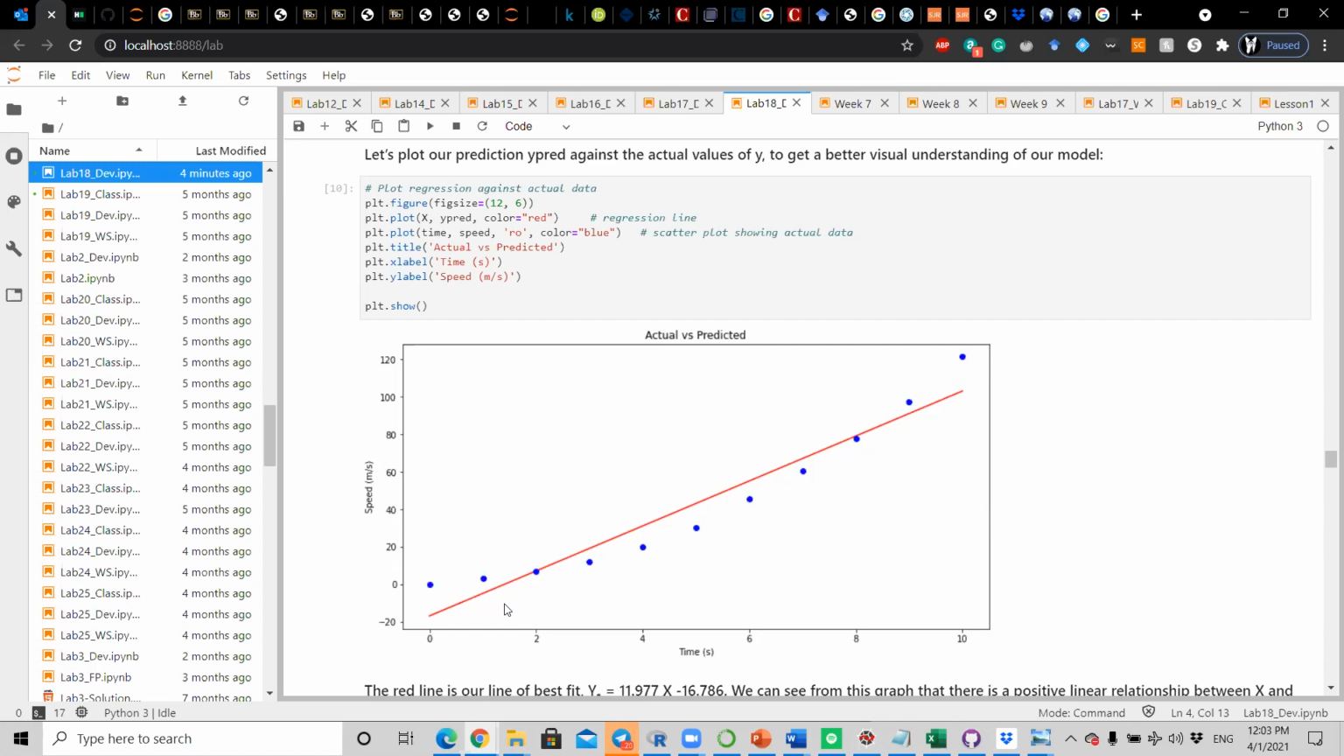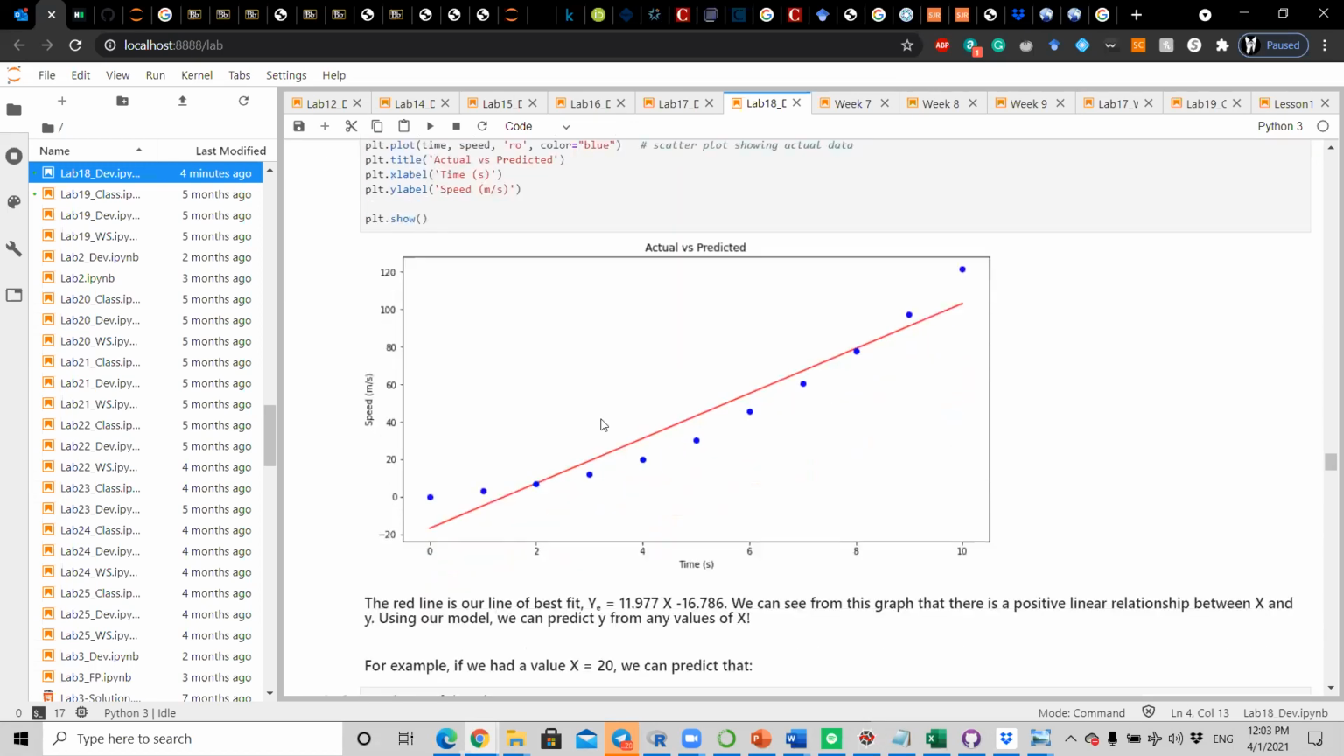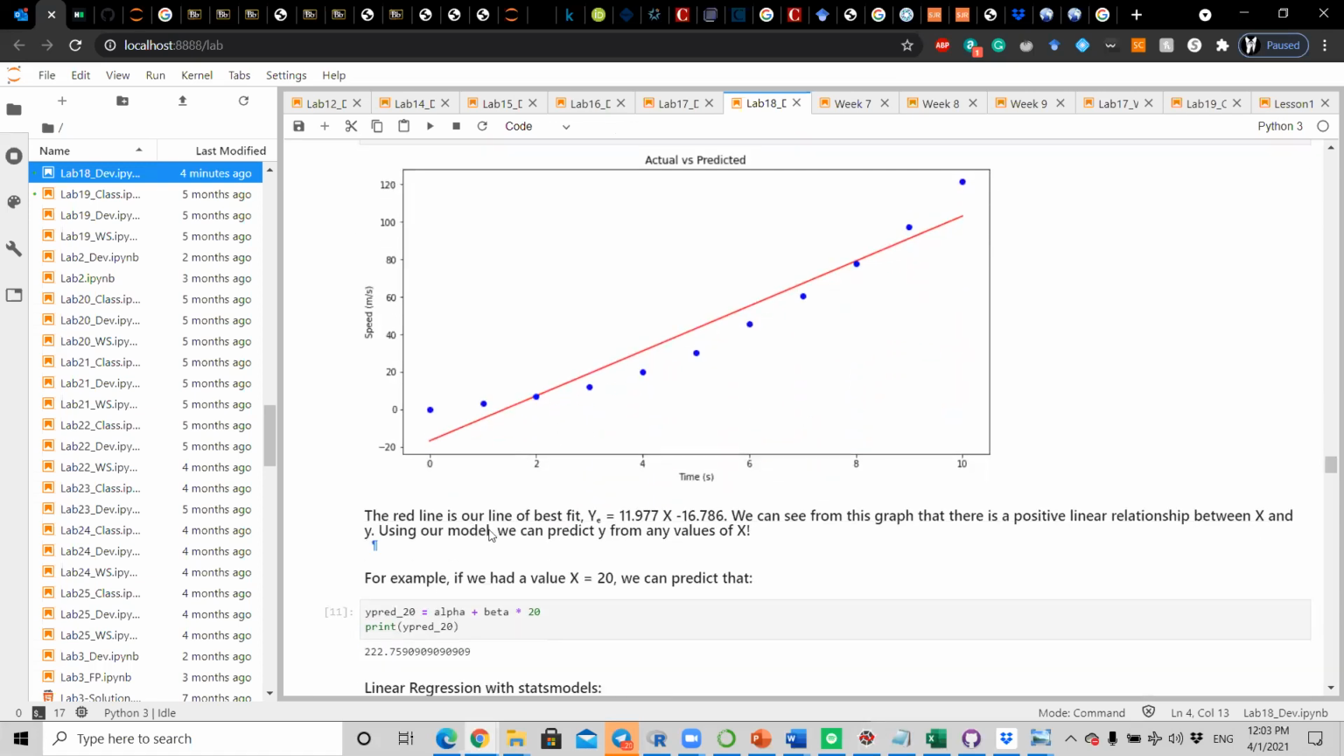Yes. Okay. So the red line is our line of best fit. We can see from this graph that there's a positive linear relationship between x and y. How can we see that? Either visually by seeing that it's positive slope or looking at our value. Exactly.